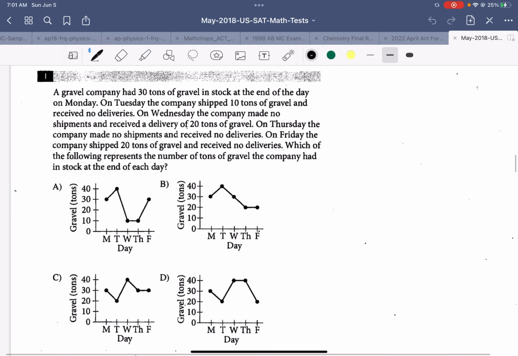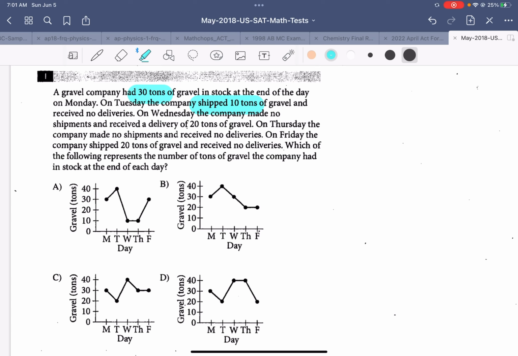Number one. A gravel company had 30 tons of gravel in stock at the end of the day on Monday. On Tuesday, the company shipped 10 tons. So I'm going to highlight it. Shipped 10 tons, but in the beginning, it has 30 tons. And then received no deliveries.